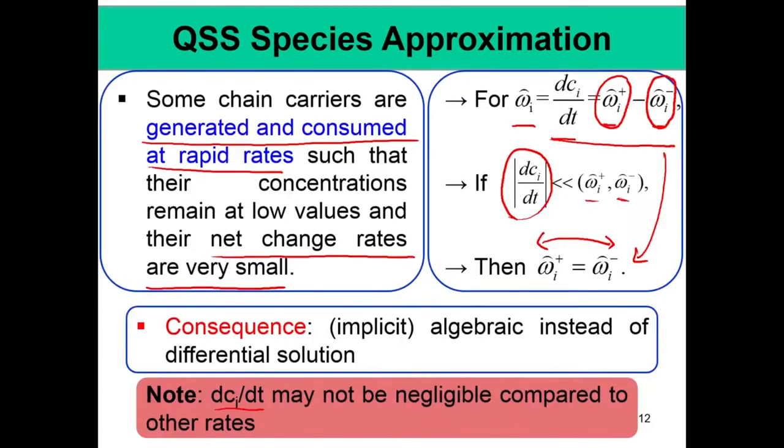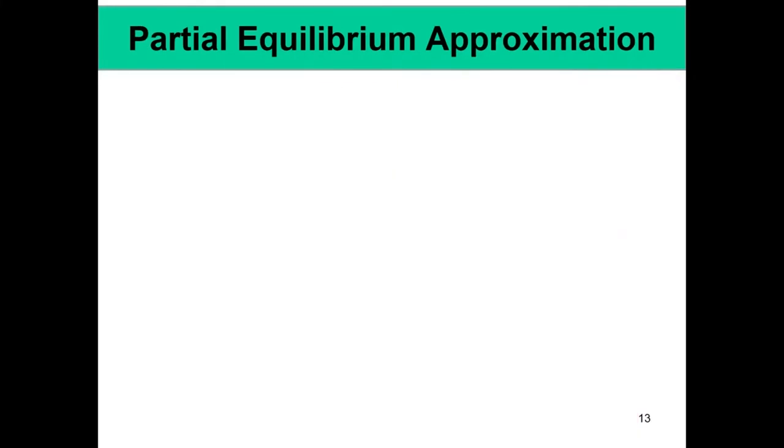What is the partial equilibrium approximation? Now, as you know, in contrast to the previous approximation, which is applied on a species, the partial equilibrium approximation is applied on a reaction. So, that was applied on I, J, etcetera. This is applied on K, which denotes the reaction. Okay. So, what does it state? This is the net, the total reaction rate. It states that if the forward and the backward reaction rates of a reaction K are much larger than the net reaction rate, we can set this thing to be 0.